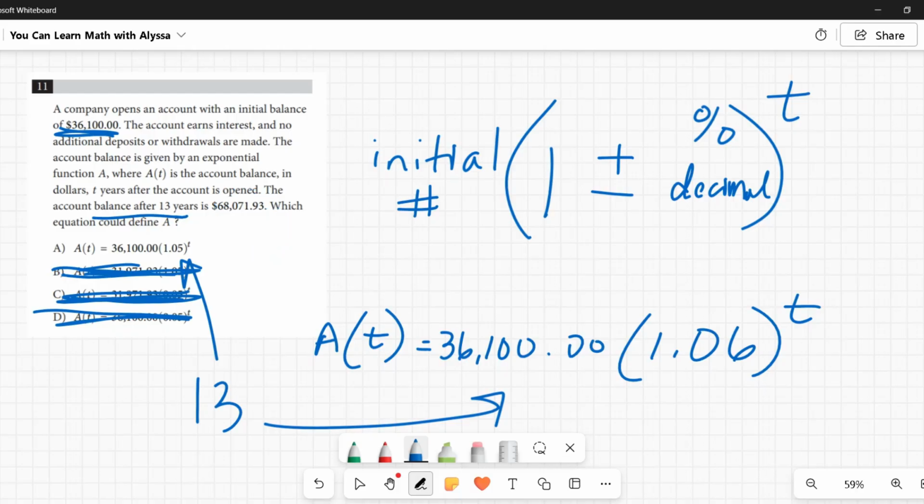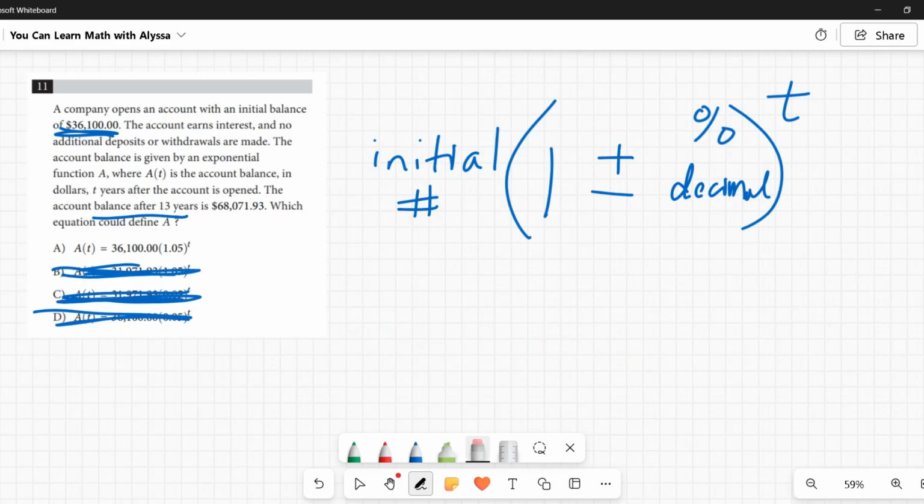But in this particular problem, we do not have to worry about that because there is only one that's possible. We do not have to compare different interest rates. This is the only one that starts with the correct initial balance, and it's the only one that's showing an increase every year. So A is my answer.